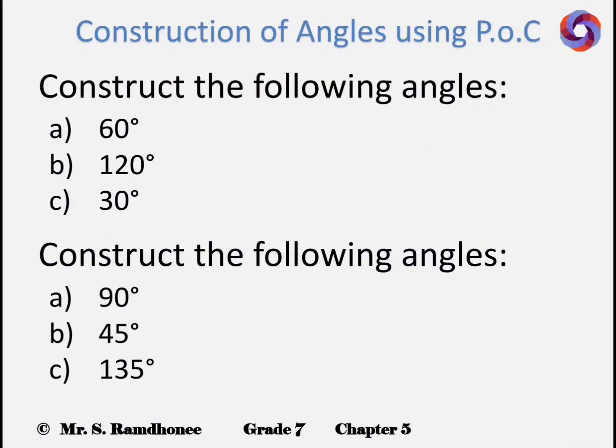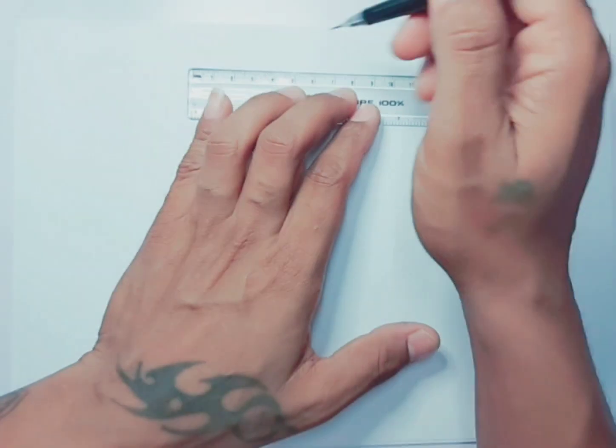In the last part of this video, we are going to look at how to construct angles using a pair of compasses. And in this one, we are going to look at how we construct angles such as 60 degrees, 120 degrees, and 30 degrees. Let us have a look at the demonstration video.